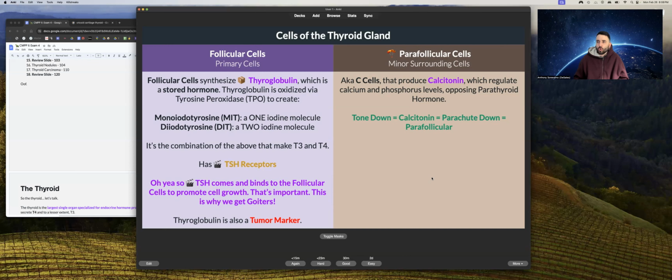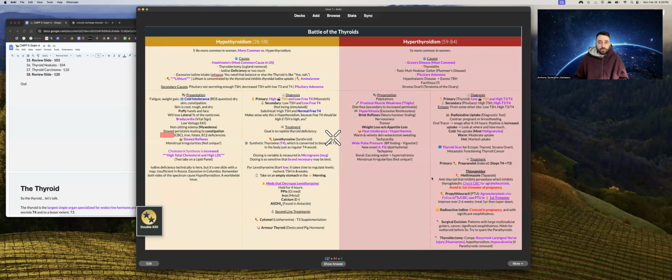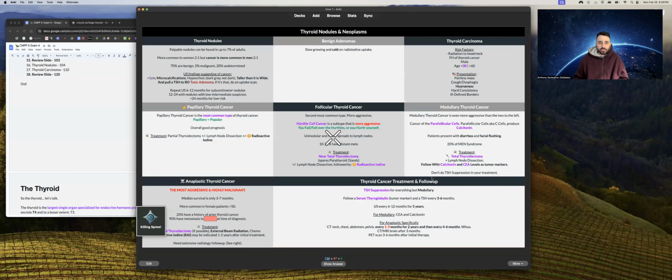All right, so that's why we get goiters with hyperthyroidism. Hashimoto's thyroiditis, autoimmune hypothyroidism, 7 times more common in women. Most common cause of hypothyroidism, good. Hashimoto's on the left, Graves' disease on the right. CBC: you're going to get anemia with hypothyroidism. Makes sense, everything's like low. 90% have mets to lungs for anaplastic. Yeah, most aggressive, very malignant.